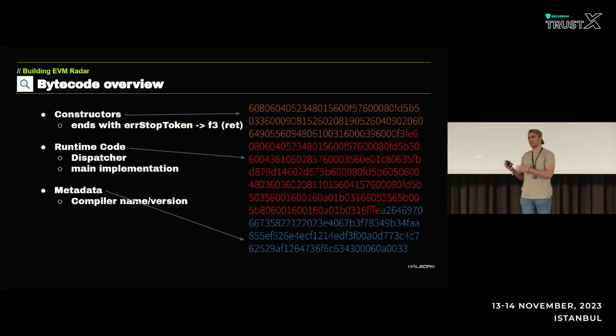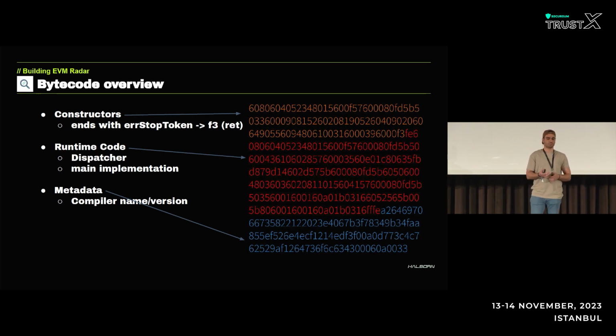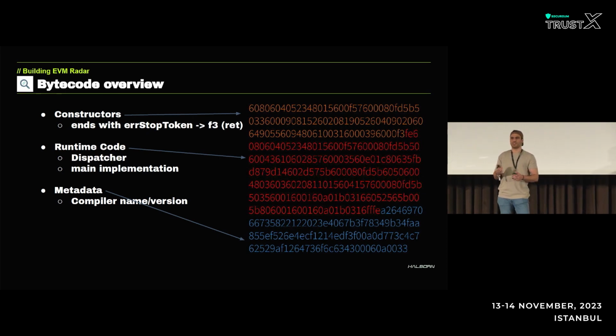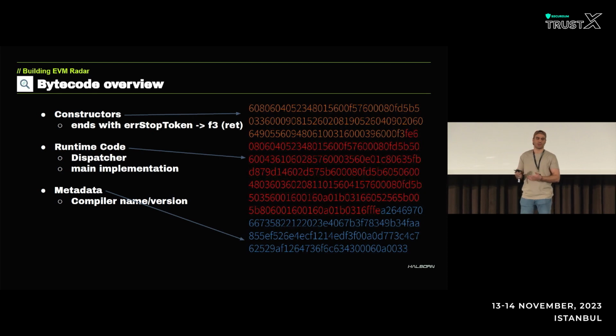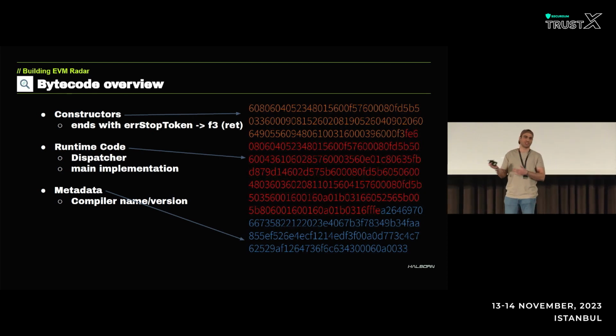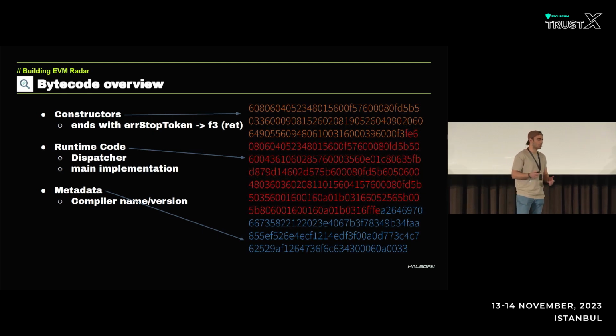There could be multiple return instructions within one constructor, but definitely you don't want to use a stop token like stop or revert, because it means something already went wrong with the constructor, so it doesn't make sense.